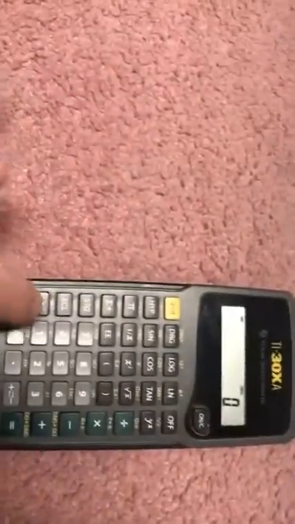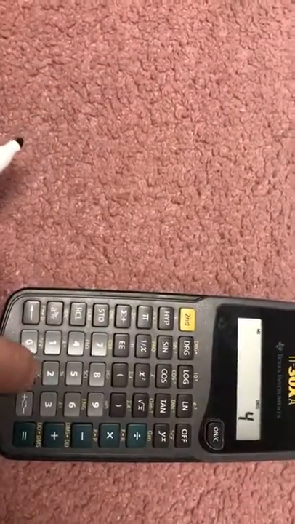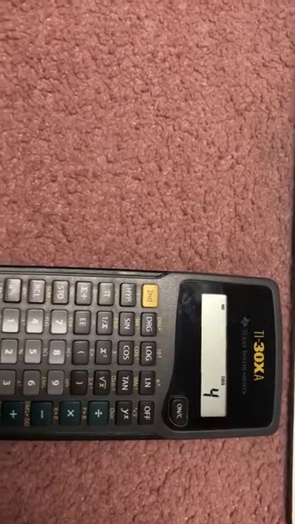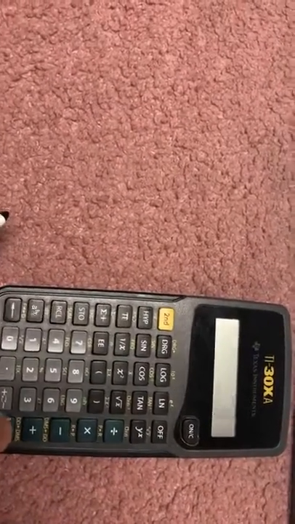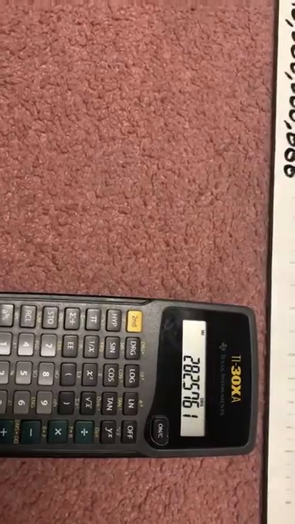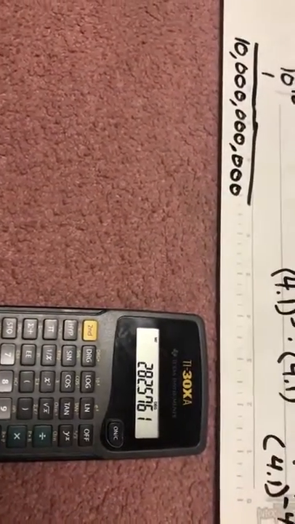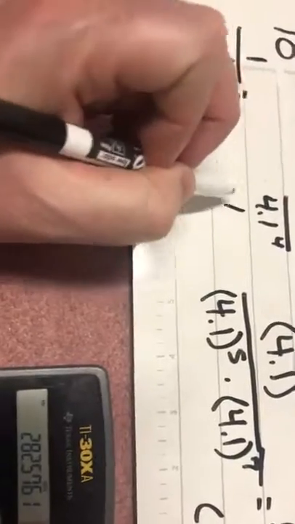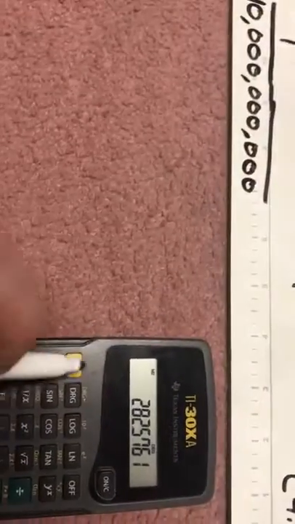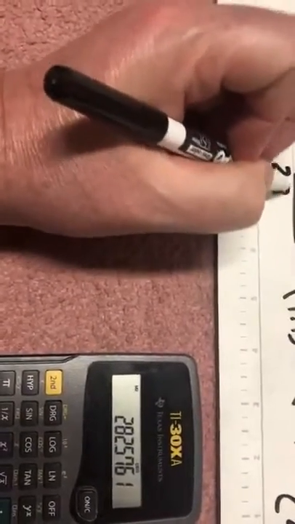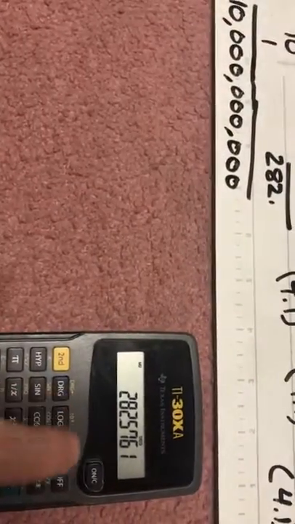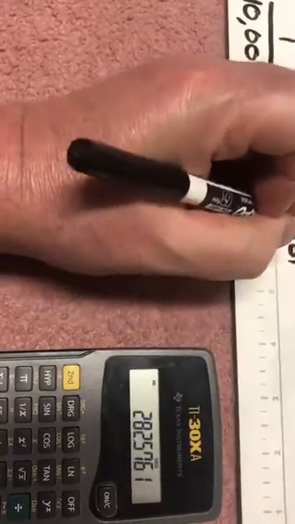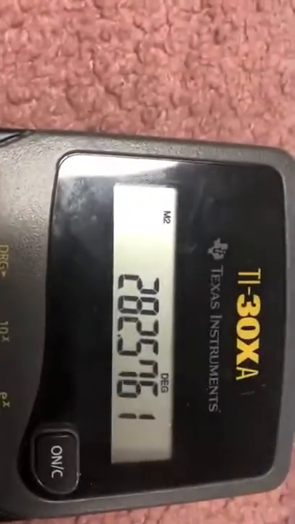So I come into my calculator, I'm going to enter in 4.1 exponent 4, and then equals, and that's going to give me 282.5761. So my final answer is going to be 1 over 282.5761, as I can see right there on my calculator.